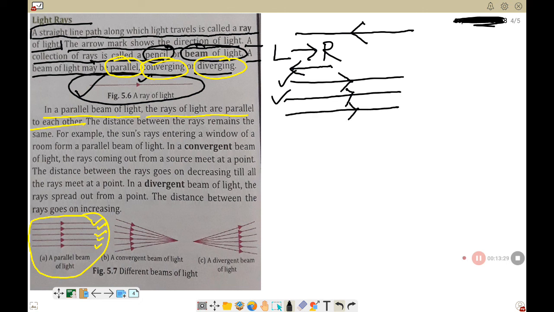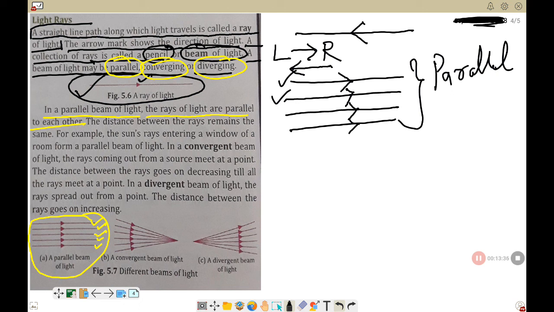So when these beam of rays are traveling parallel to each other, parallel means they are traveling together but they are not meeting. भेटै हुँदैन, सँगै गई बस भेट हुँदैन.